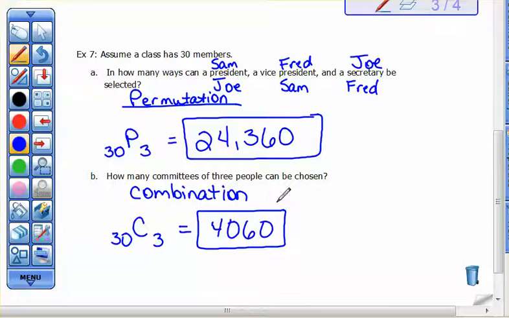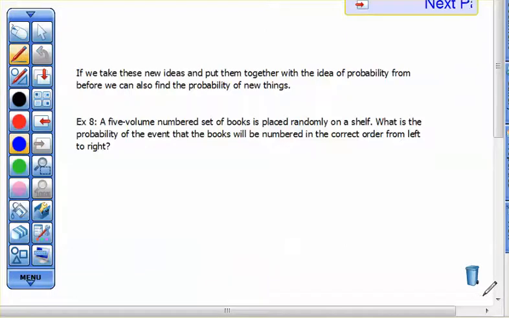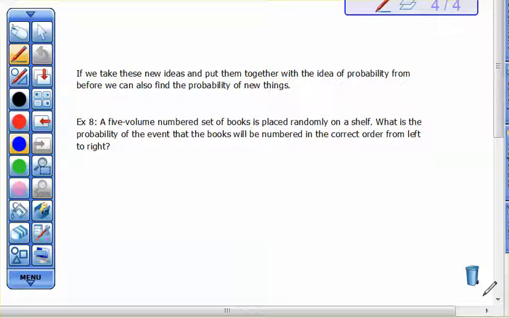All right, now we've talked about the fundamental counting principle, permutations, and combinations. When we talk about probability, keep in mind that probability is nothing more than total success over total possible. Let's keep that in mind as we go through this last problem. It says a 5-volume numbered set of books is placed randomly on a shelf. What is the probability of the event that the books will be numbered in the correct order from left to right?